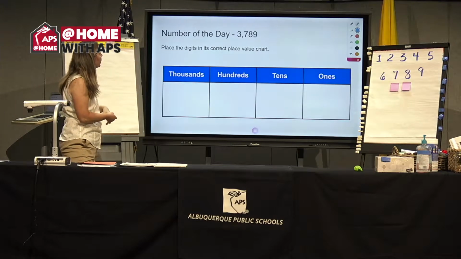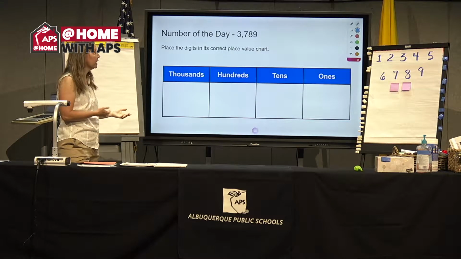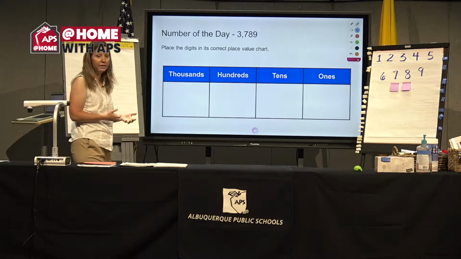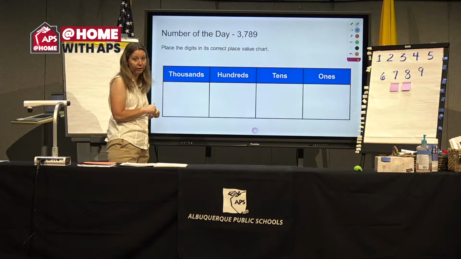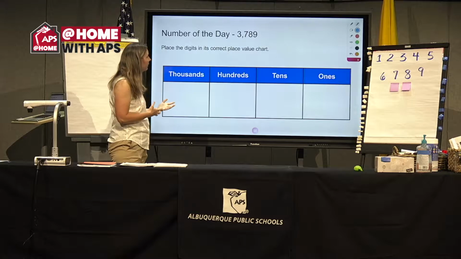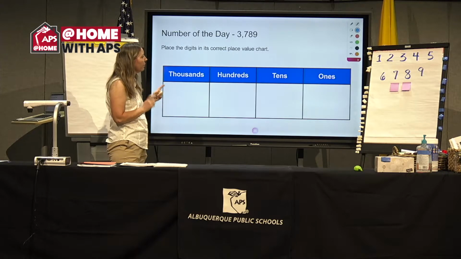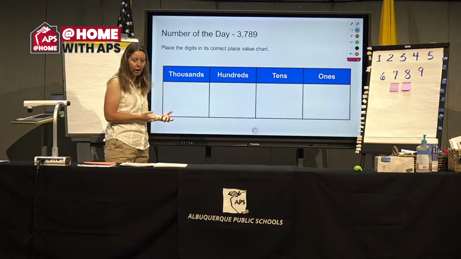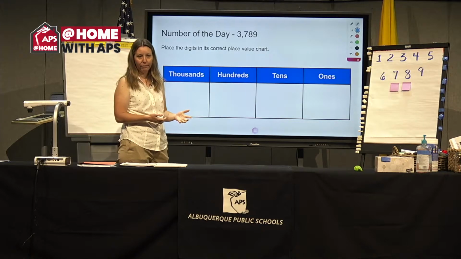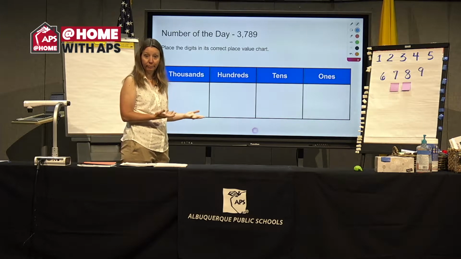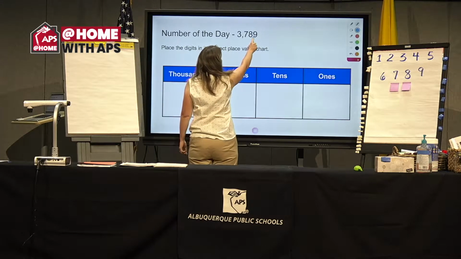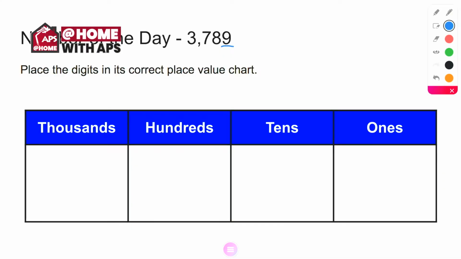The first part of what we're going to do is place the number in the place value chart, really talking about the different places for place value. So we have 3,789. I'm going to start with our ones. How many ones do we have? 9, right? So we know we have 9 ones. Then let's look at how many 10s I have.